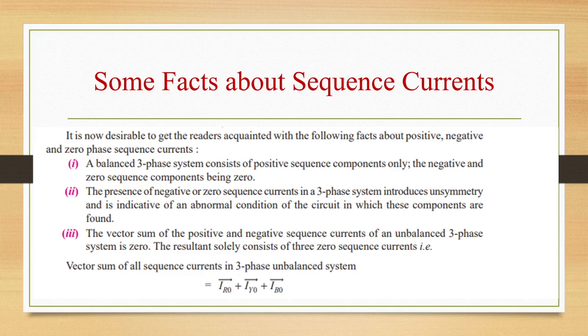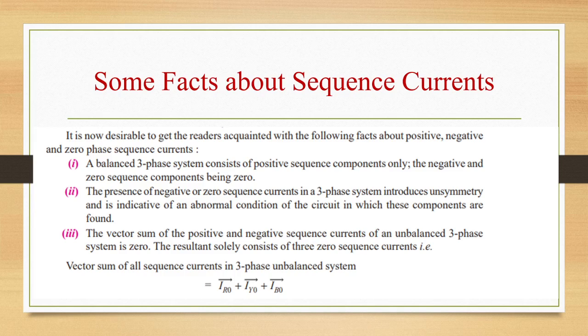So let us see some facts about sequence currents. It is desirable that we know the following facts about positive, negative, and zero phase sequence currents. First one: a balanced three-phase system consists of positive sequence components only. Negative and zero sequence components will be zero.